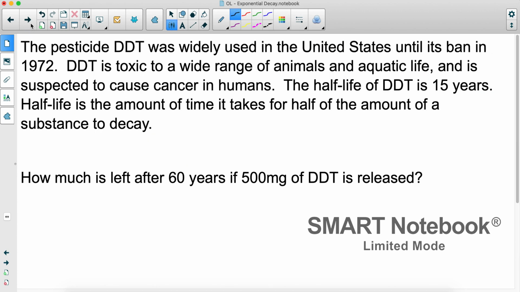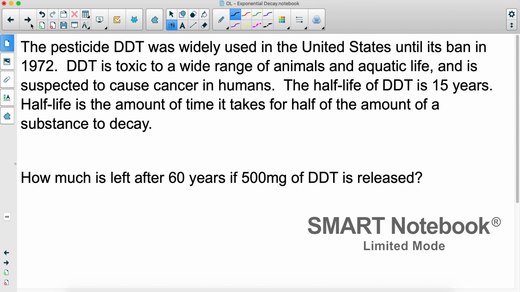This last question. The pesticide DDT was widely used in the United States until its ban in 1972. DDT is toxic to a wide range of animals and aquatic life and is suspected to cause cancer in humans. The half-life of DDT is 15 years. Half-life is the amount of time it takes for half of the amount of substance to decay.